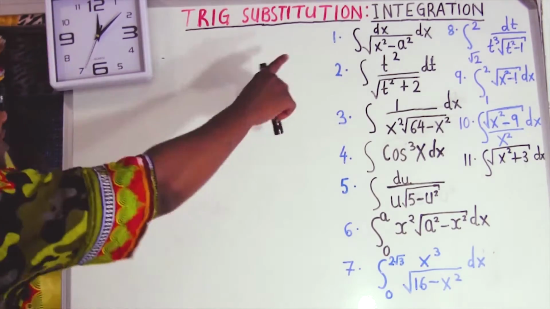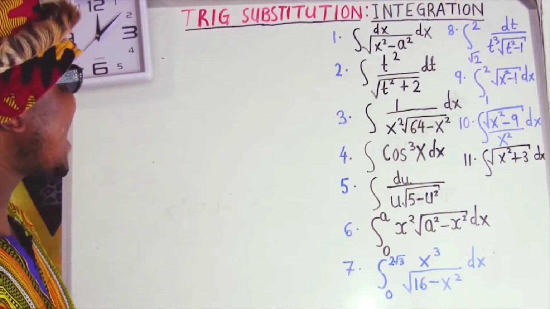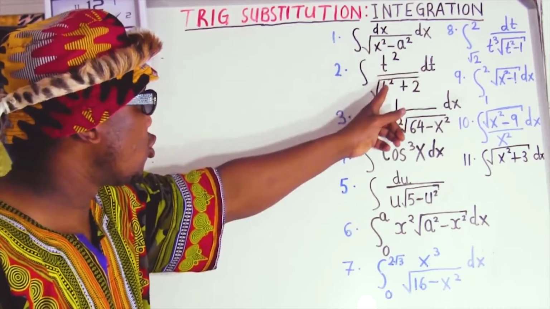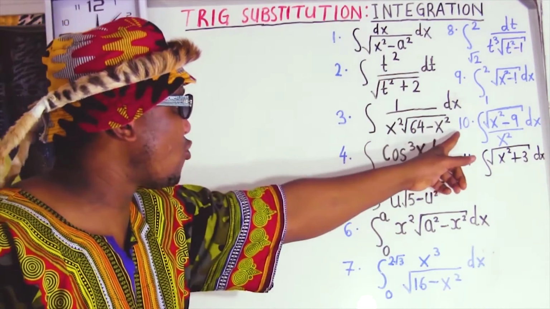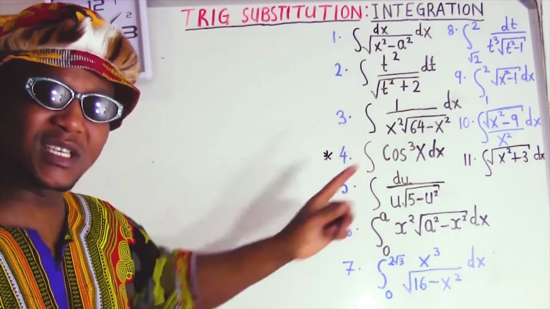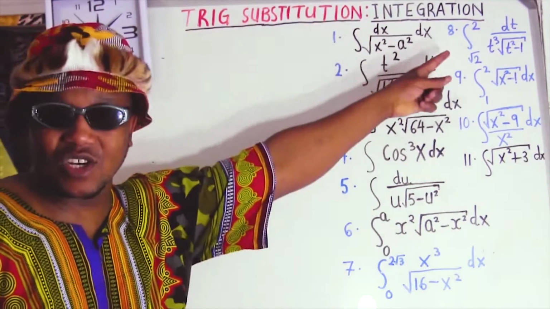Let's start with the first question. So this is a trig substitution. How do you know it's a trig substitution? Most of the time, when you have a root of something minus something. Can you see all these questions have a root? Except this one, which I'm going to show you how to solve. This is not trig substitution. This is a trigonometric integral. That's why you say trig substitution and integration.